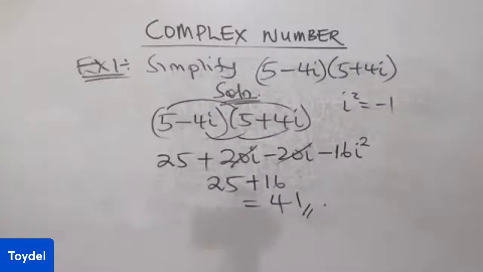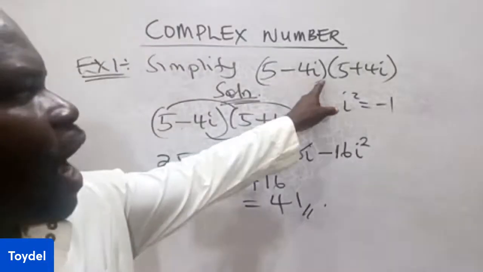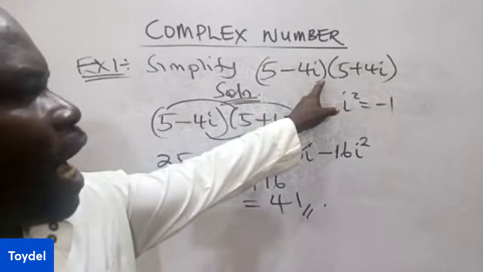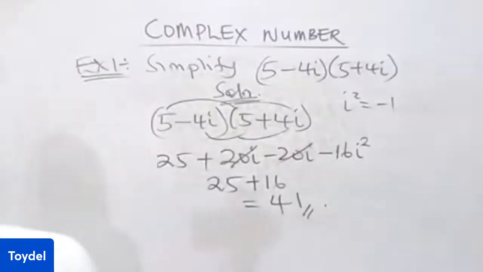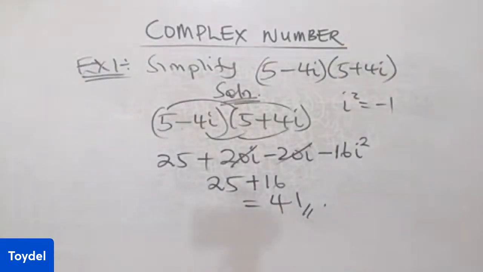Look, this is 5 minus 4i, then this is 5 plus 4i. This is the conjugate of this. If you can recall, under surds, when we talk about the conjugate of a surd, when you use a surd to multiply its conjugate, automatically we are going to have a whole number. So also in the case of complex numbers, when you use a complex number to multiply its conjugate, we are going to have a real number. So let's take notes. This is the first example.